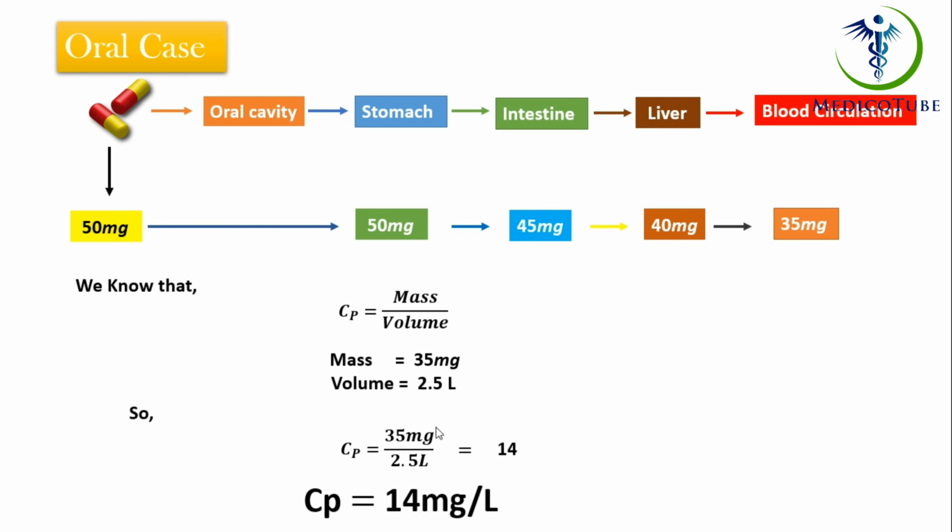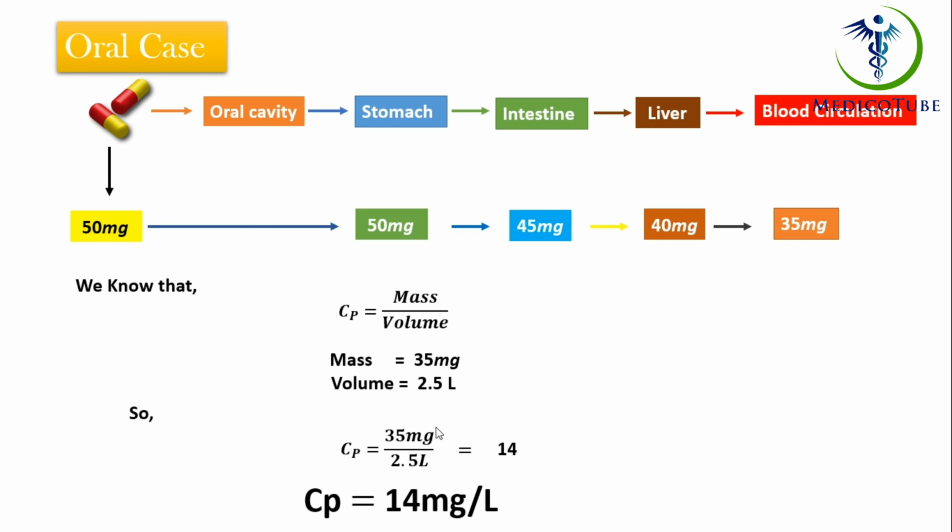So now the concentration of the drug in the plasma is reduced to 14 mg per liter in this case. If you give the drug orally, per liter of your plasma has only 14 mg of the drug, and when you give it intravenously, per liter of plasma has 20 mg of the drug. This is how you can find the concentration of the bioavailable drug in the plasma.